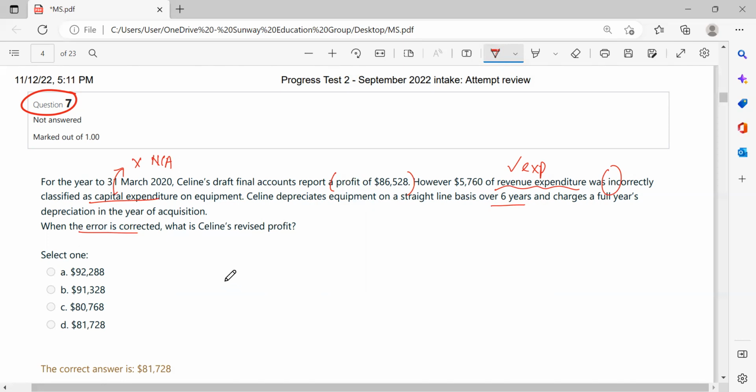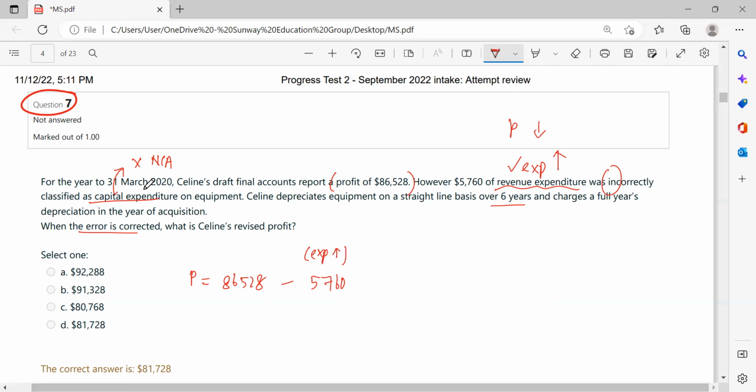So the original profit was 86,528. Let's see what happened to the profit. Number 1, you should have recorded it as an expense but you did not record it. So when expense increases, profit should decrease. So I should reduce my profit first by 5,760. This is because expense increases, so profit decreases.